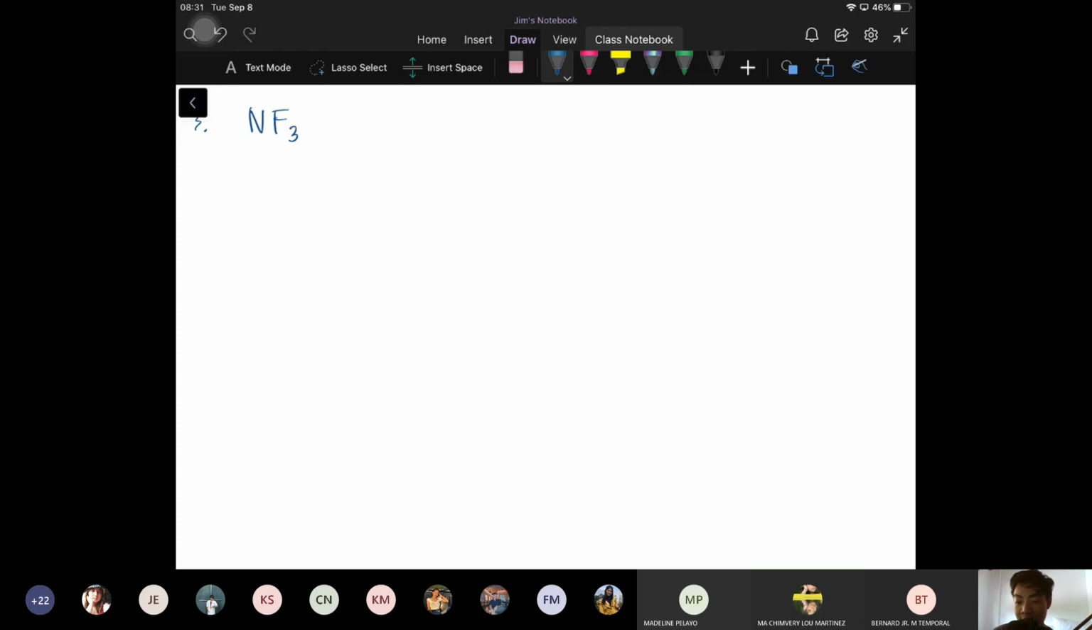Okay. Identify the central atom. Ito, magtatanong na ako sa inyo. You can use your microphone. Sino yung central atom natin? N po, nitrogen. Because it has the lowest electronegativity, di ba? Again, yung trend kasi, on the right side, electronegative. Sa left side, di masyado.